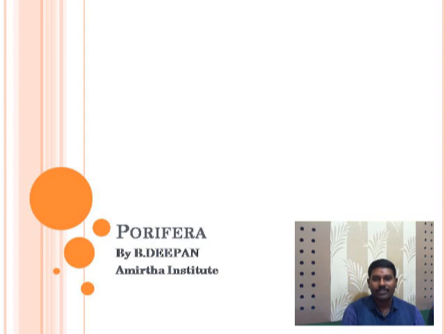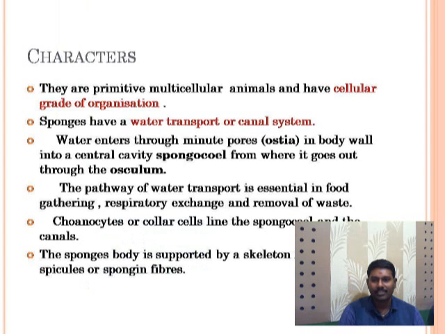Now we will see the general characters of Porifera. They are primitive and multicellular animals having a cellular grade of organization. Here I want to discuss the cellular grade of organization. Porifera is a multicellular animal but exhibits a cellular grade of organization. There are three grades of organization: one is cellular, the next is tissue, and the third is organ system.